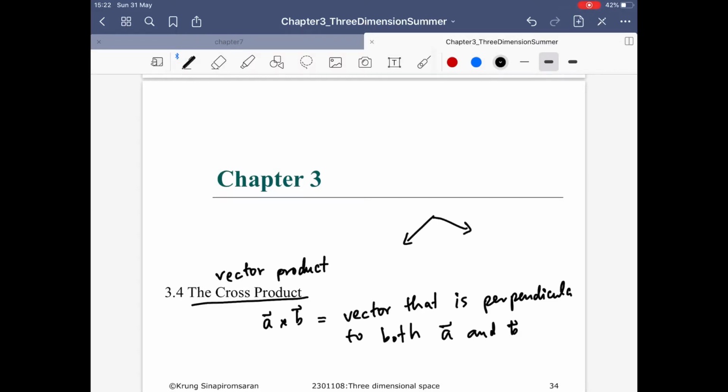So for example, if here's the A, there's the B, then the A cross B will look like that. So we know the direction. This one is perpendicular to both of them. And the direction of A cross B will be the one that obeys the right hand law, which is what you have learned in physics.